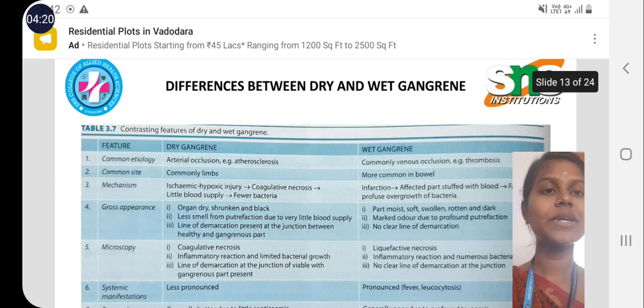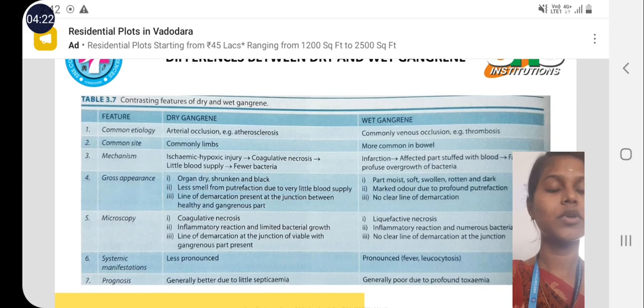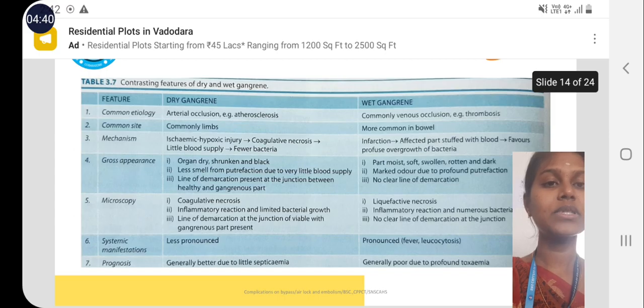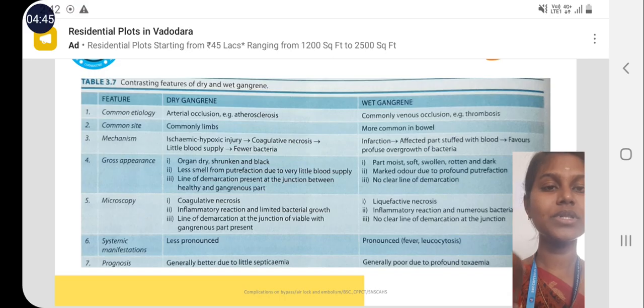So the general difference between dry and wet gangrene. Etiology: the common cause of dry gangrene is arterial occlusion and of wet gangrene is venous occlusion. The common site for dry gangrene is the limbs and for wet gangrene is the bowel. The mechanism is the same: ischemic hypoxic injury which leads to coagulative necrosis, where there is a little bit of blood supply, which leads to fewer bacteria and causes gangrene. In wet gangrene, infarction leads to the affected part being stuffed with blood, which favors profuse overgrowth of bacteria.